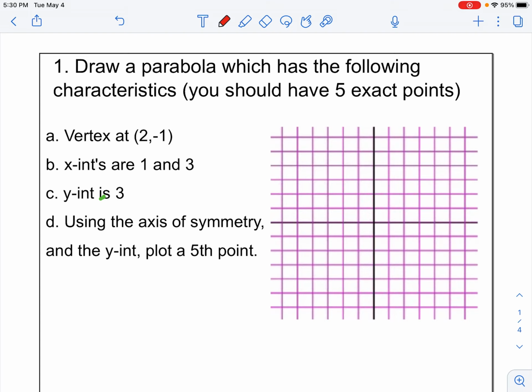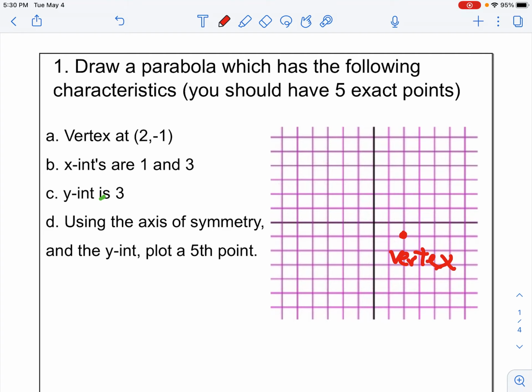All right, it says draw a parabola which has the following characteristics. So you should have several points on here, 5 exact points. So we know the vertex is the highest or lowest point on the graph. So the vertex is at 2, -1. So this would be the vertex.